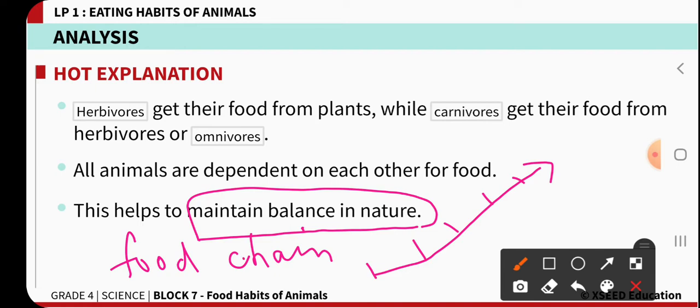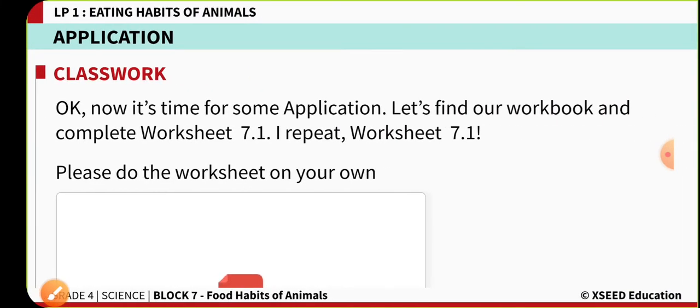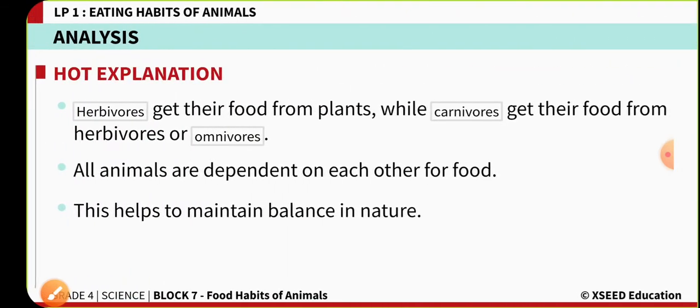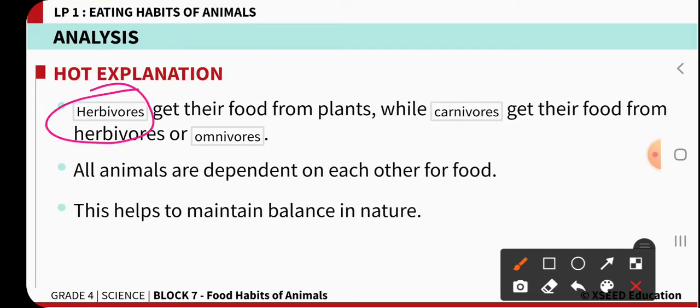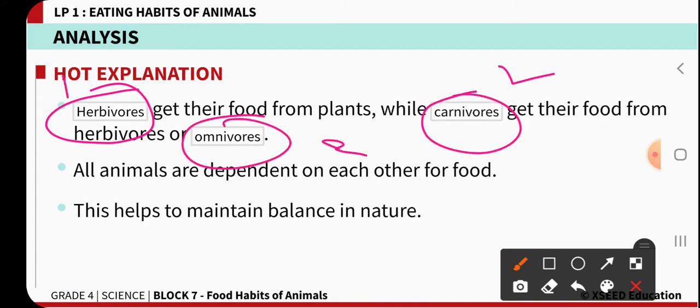So different food habit animals are very important in nature because they have to maintain the balance in nature. They have to maintain a proper food chain. Okay children, so we have categorized the animals into three different groups based on food habits. One is herbivores, second is carnivores, and the third is omnivores.